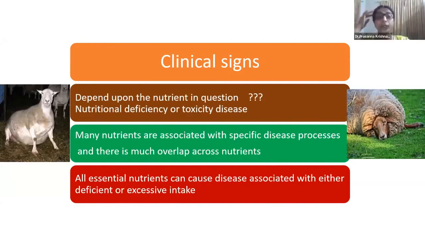There are many nutrients associated with a specific disease process also, because we cannot pinpoint a single nutrient that is responsible for the development of a disease. There may be some overlapping across the nutrients, so that also we need to consider. And all essential nutrients can cause disease associated with either deficiency or excessive intake. That is the main thing.